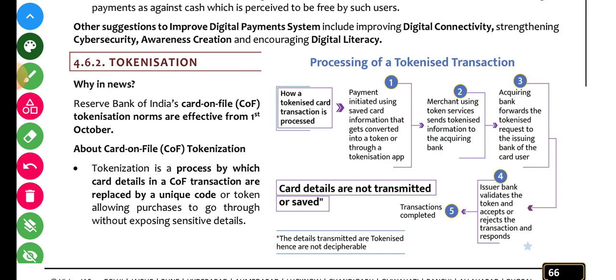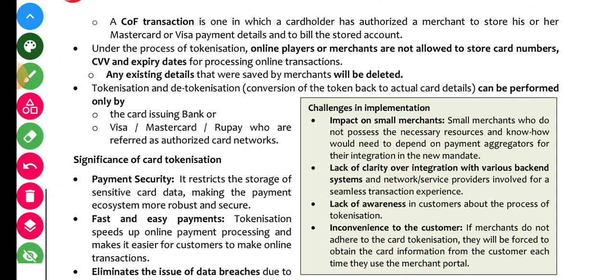Yes, these are the benefits of tokenization. A card on file transaction is one in which a cardholder has authorized a merchant to store his or her MasterCard or Visa payment details and to bill the stored account. So keep this in mind. Online players or merchants are not allowed to store card numbers, CVV and expiry dates for processing online transactions. Any existing details that were saved by merchants will be deleted.